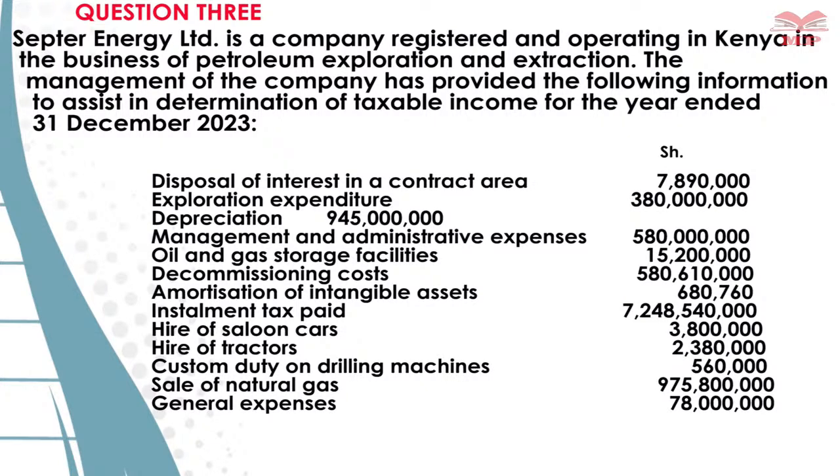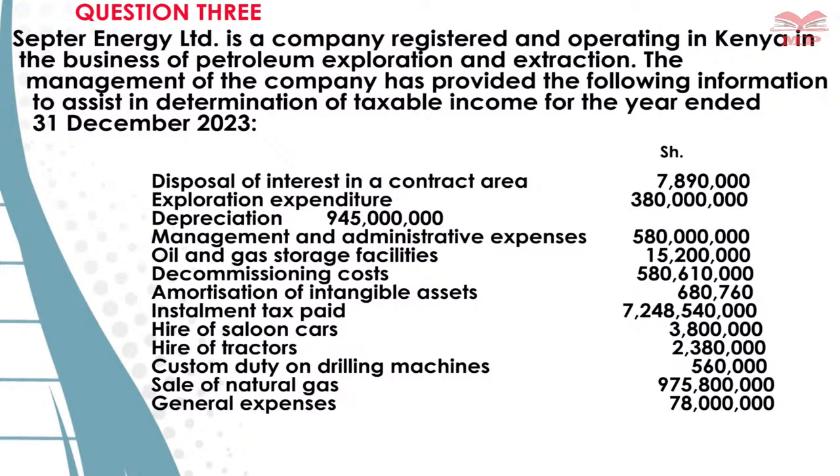Then we have what we call maintenance, management, and administrative expenses, a figure of 580 million. That is what we call allowable deduction. Then we have what we call oil and gas storage facility. When you talk about oil and gas storage facility, that is what we call a capital expenditure.